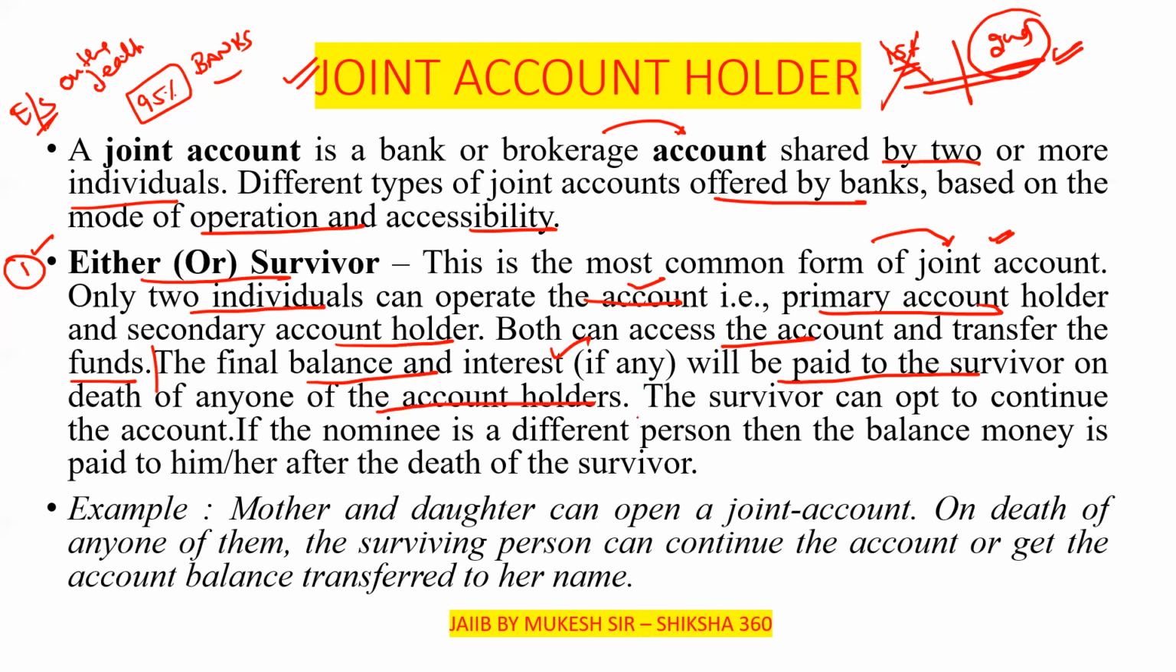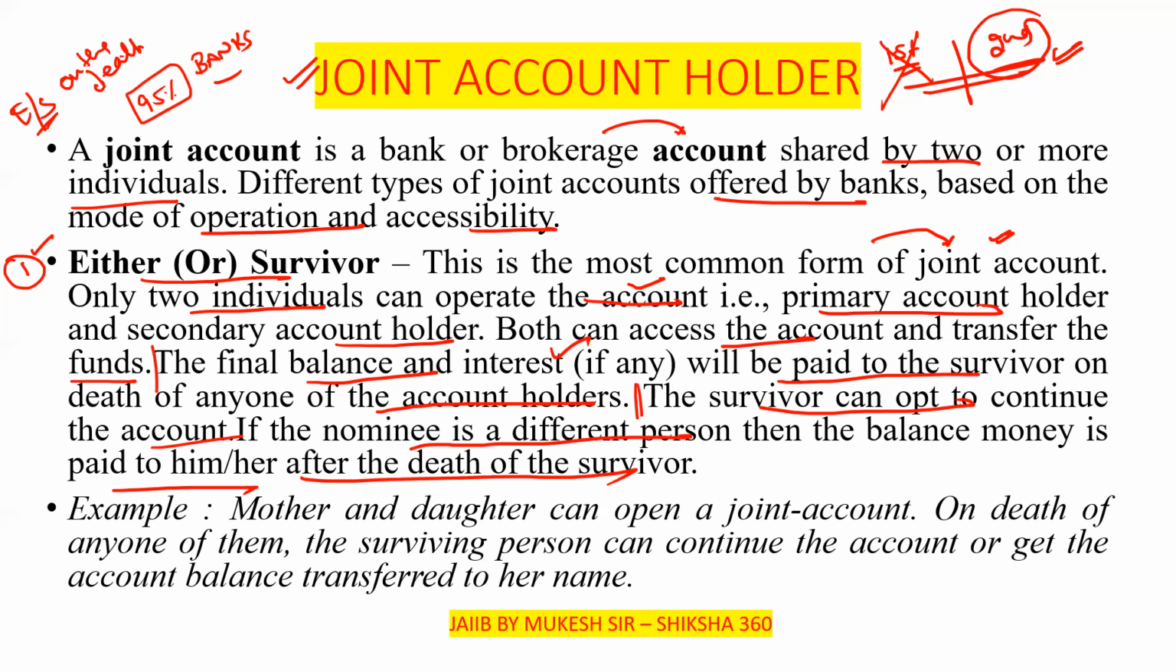Now it depends upon the survivor. The survivor can opt to continue the account. If the nominee is a different person, then the balance money is paid to him or her after the death of the survivor. The account is a joint holding, and after that there is one nominee in the account.